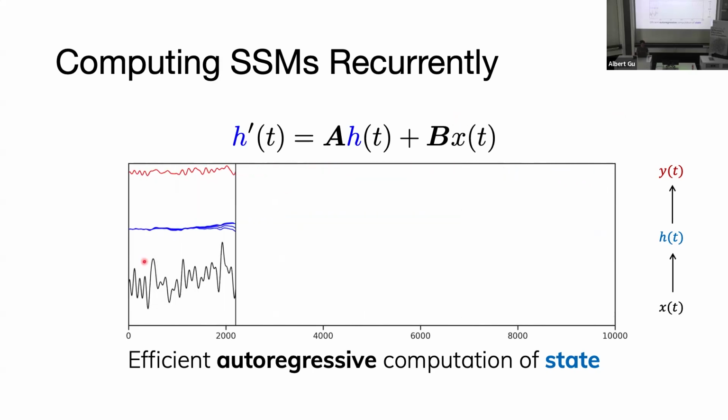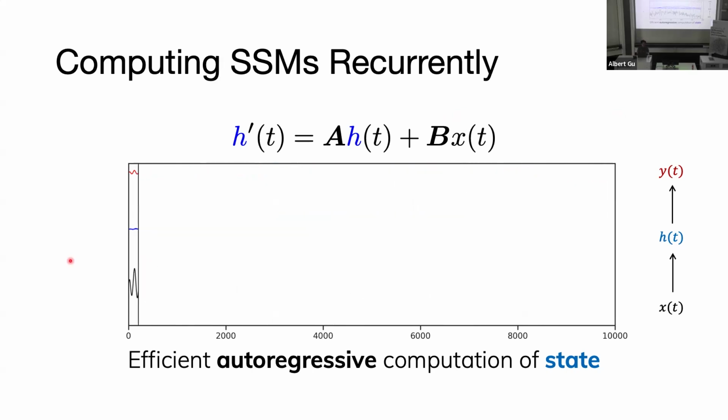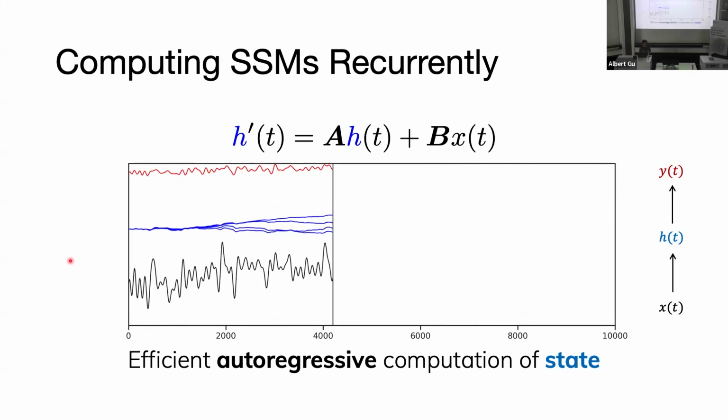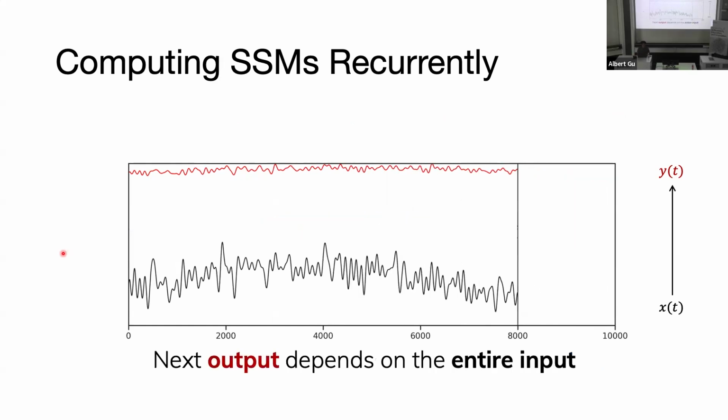And so we can view these types of models, instead of as state space models, as linear RNNs, which some people like to think of as another way of characterizing them. And the reason why this is really important goes back to the efficient inference that I talked about.